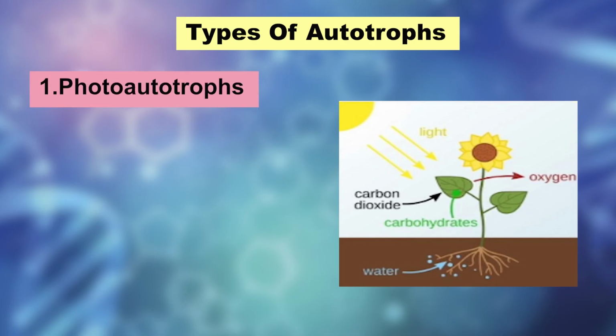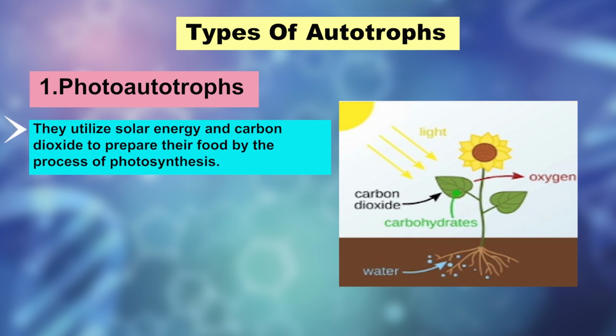Now, let us look into the types of autotrophs. Autotrophs can actually be grouped into two categories, but there are several other categories as well, depending on the source of energy they utilize to produce their food. Let us look into the first type, that is photoautotrophs. As the name suggests, photoautotrophs utilize solar energy and carbon dioxide to prepare their food using the process of photosynthesis.